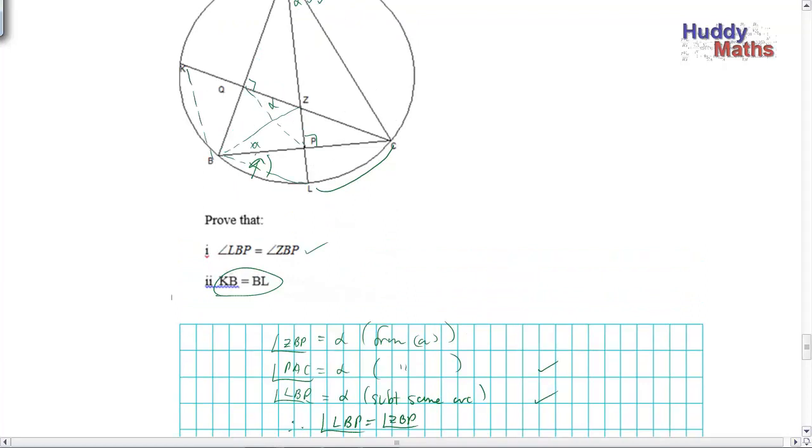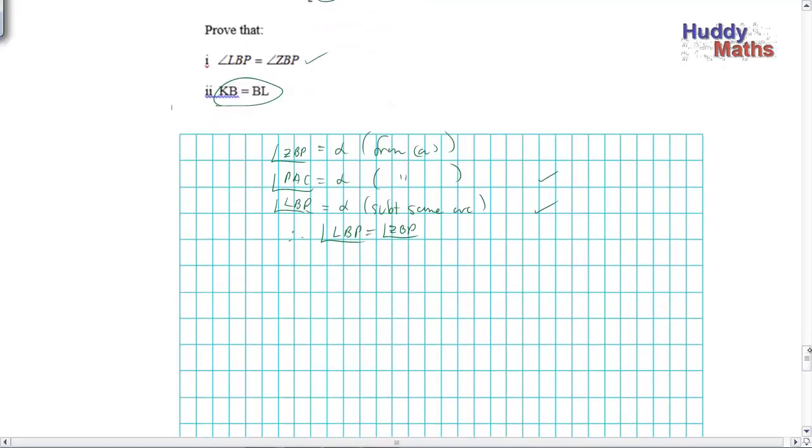KB equals BL. Okay, so KB equals BL. How would you show it? Well, we can't really put in any lengths. There's no lengths mentioned. So if KB equals BL, we might go for an isosceles triangle. Something like that. That would be the best way, wouldn't it?